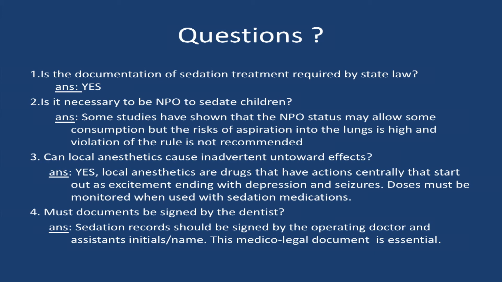And if we have a lot of work to do, let's say 4 quadrants need 20 teeth repaired, and you start off and you give a carpule for the first tooth, pretty soon you're going to go over the limitation if you've got 4 quadrants to do. And suddenly then you have this patient that starts to get really excited, and then they end with a little depression. They become suddenly quiet, and then they have a seizure. It's all due to the amount of local anesthetics.